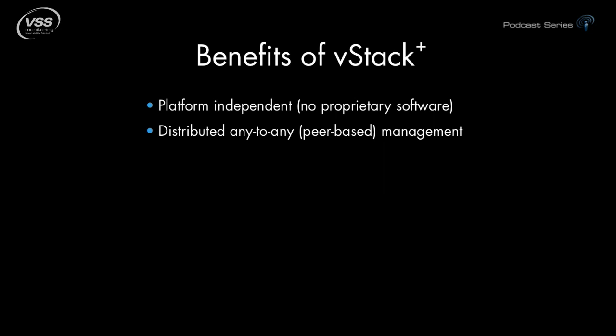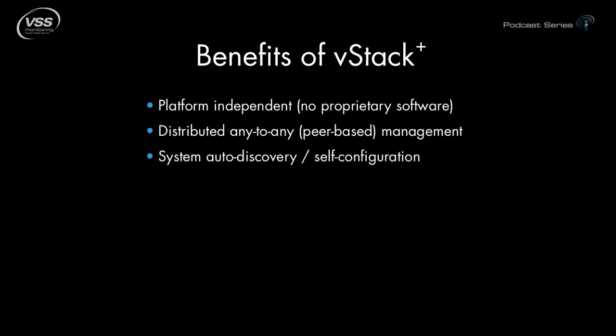You can manage any vStack Plus device from any vStack Plus device. So if you were to have a connectivity failure to a management port on a specific VSS tap for any reason, you would automatically be able to go to any other vStack Plus enabled tap in the system and manage all the rest of the devices in the network. And this is especially important if you consider that there's no single point of failure. You're able to create a topology in your network for vStack Plus that would prevent any single point of failure to prevent loss of monitoring visibility.